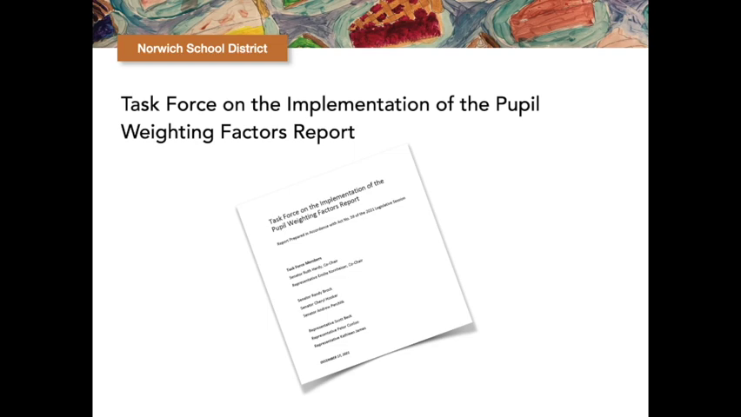During the 2021 legislative session, there was a renewed push for the implementation of the recommendations of the weighting study. The legislature passed Act 59, establishing a task force of 3 representatives and 3 senators to recommend an implementation plan for the pupil weighting factors report. The task force met several times over the summer and fall of 2021 and issued a final report on December 17th.